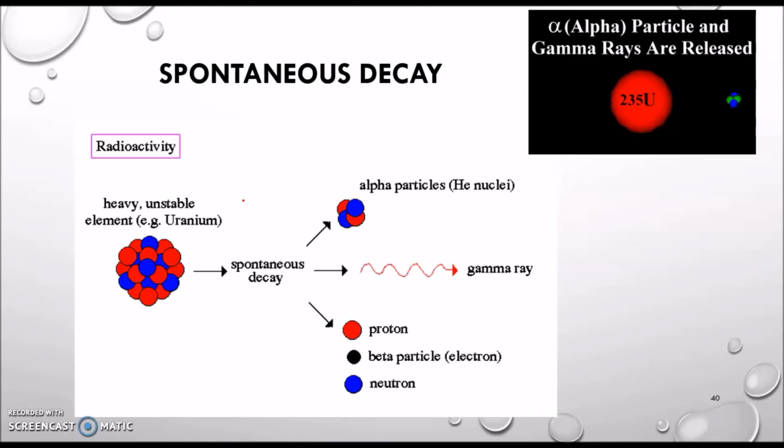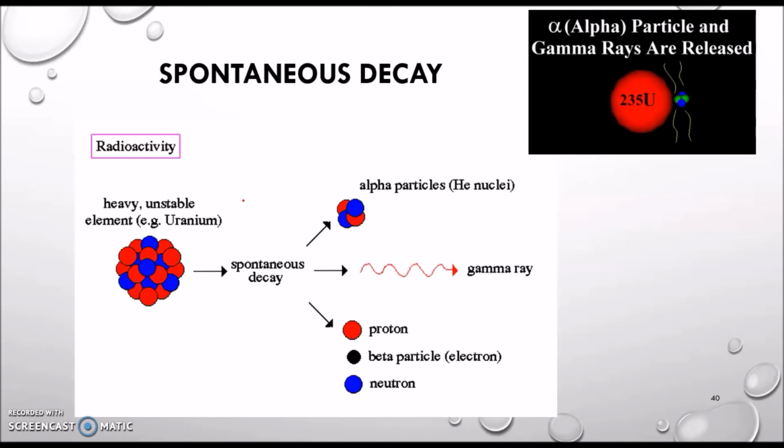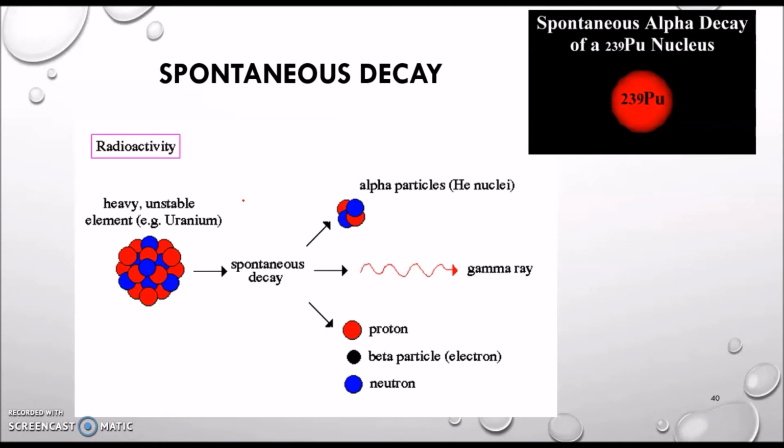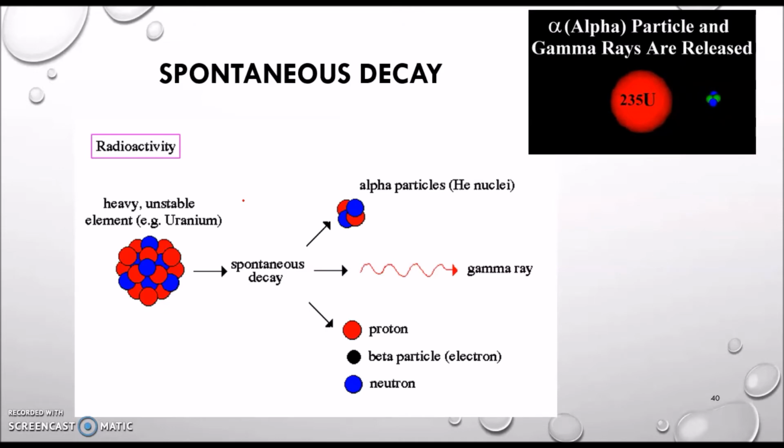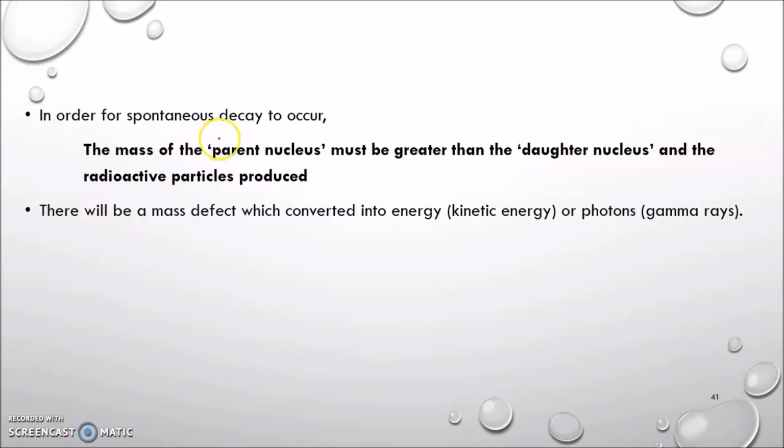This is the example of uranium. Uranium is one of the most unstable elements. It will undergo spontaneous decay according to its half-life, and it either can emit alpha particle, gamma ray or beta particle, and also neutrons and proton. In order for spontaneous decay to occur, the mass of the parent nucleus must be greater than the daughter nucleus and the radioactive particle produced.